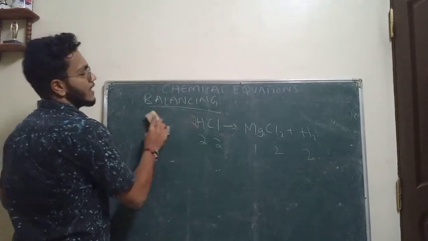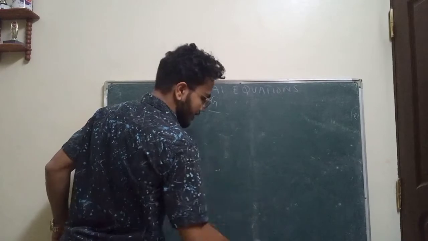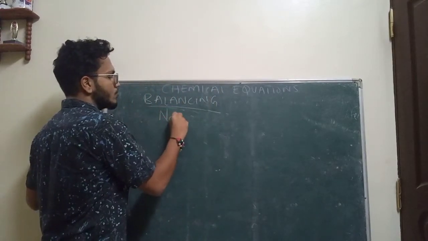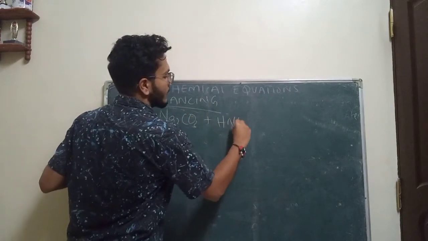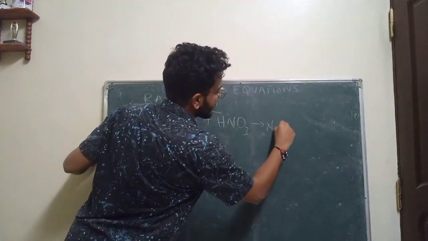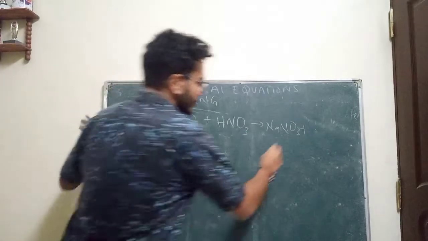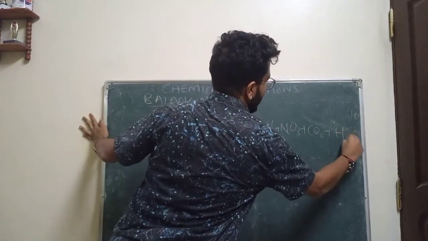The last example is the reaction of sodium carbonate and nitric acid. Sodium carbonate is written as Na2CO3 plus HNO3 to form sodium nitrate plus CO2 plus water.